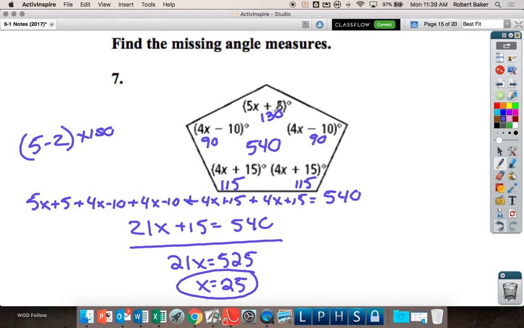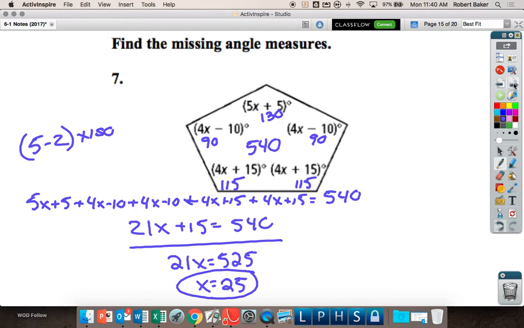Now, I wonder, if you add all this together, do you get 540? Yep, you do. That extra little step verifies all your mathematics is correct. Fun stuff, right?